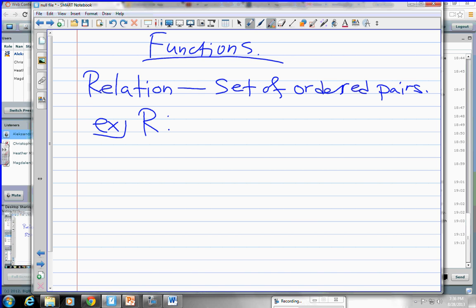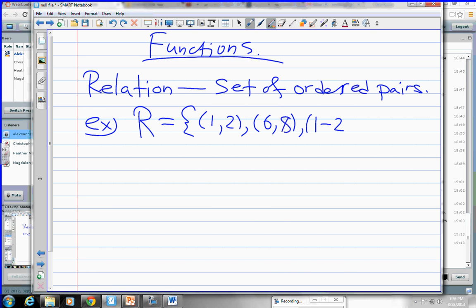So since it's a set, let's say, call it R equals, and then I'm just going to put a bunch of ordered pairs in there. It really doesn't matter what. (1, 2), (6, 8), (1, -2). With the earlier class, for some reason, we also had a monkey and a cheese. That was another pair that we used, monkey and cheese. That happened.